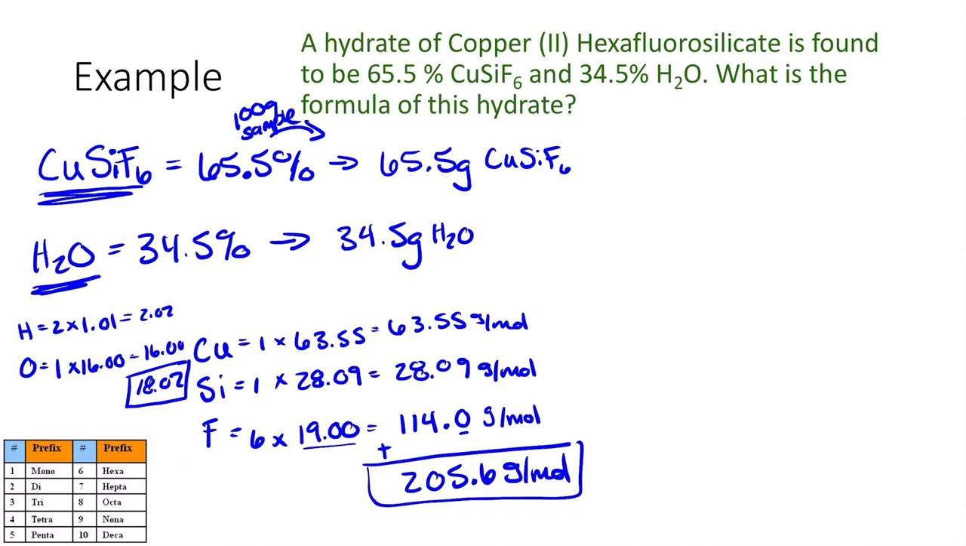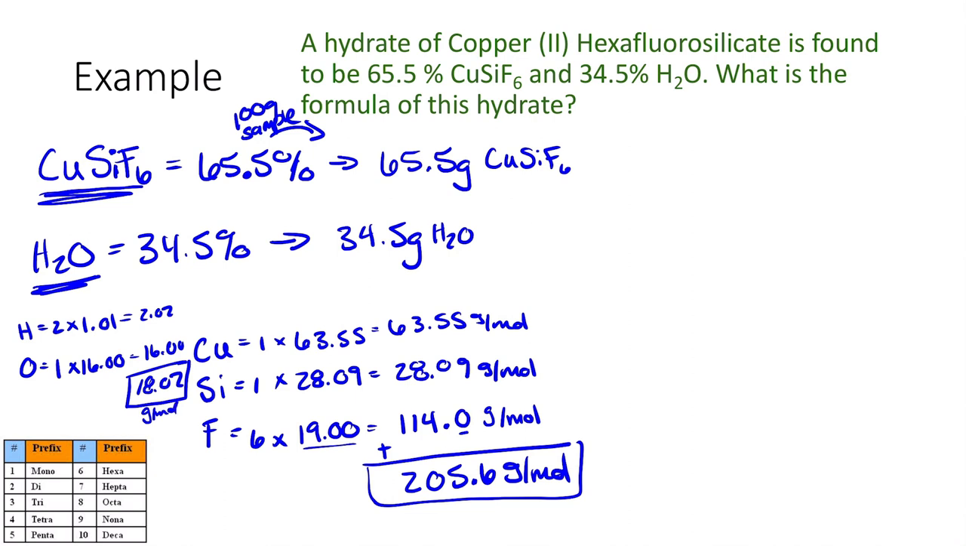18.02. And for water, what I recommend, because we're going to have to calculate this molar mass so many times this year, is if you just memorize the molar mass for water, that'll be easy. So you don't have to do this calculation every time. So water is 18.02 grams per mole.